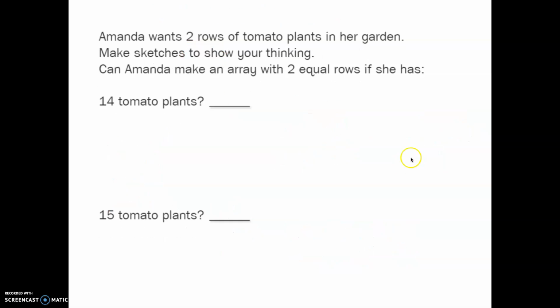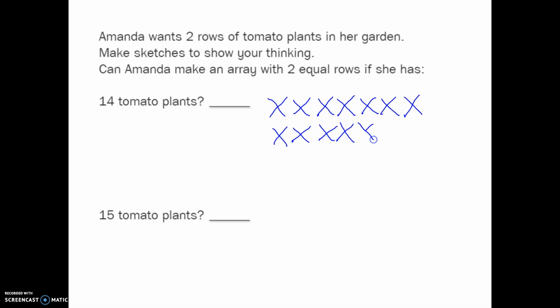All right, computer. There we go. What about 14 tomato plants? Can I make 2 equal rows if I have 14 tomato plants? 1, 2, 3, 4, 5, 6, 7. 1, 2, 3, 4, 5, 6, 7. That's 2, 4, 6, 8, 10, 12, 14. I have 7 in the top row, 7 in the second row, I have 2 equal rows with my 14 tomato plants. So the answer is yes.